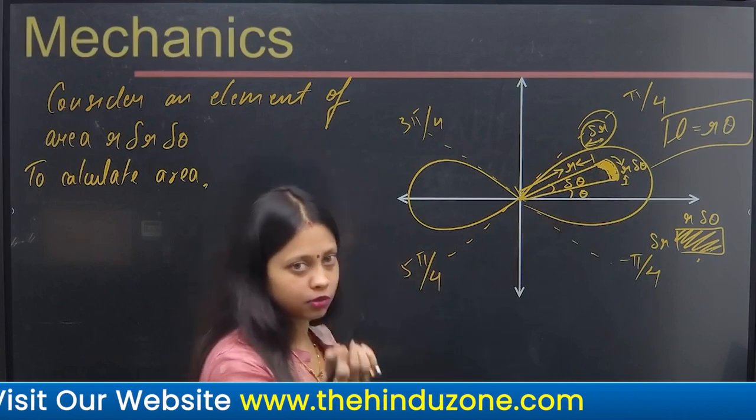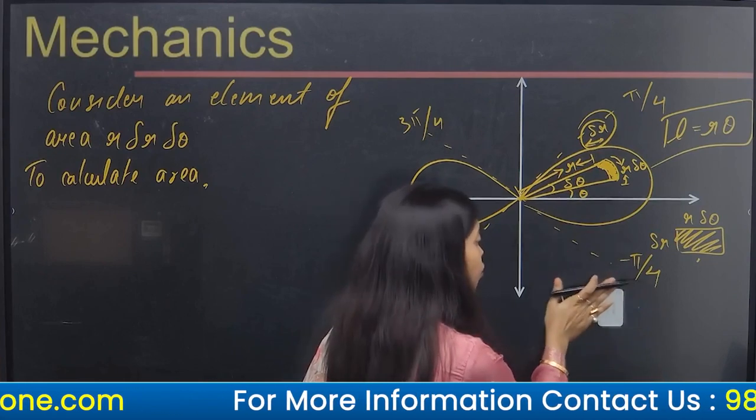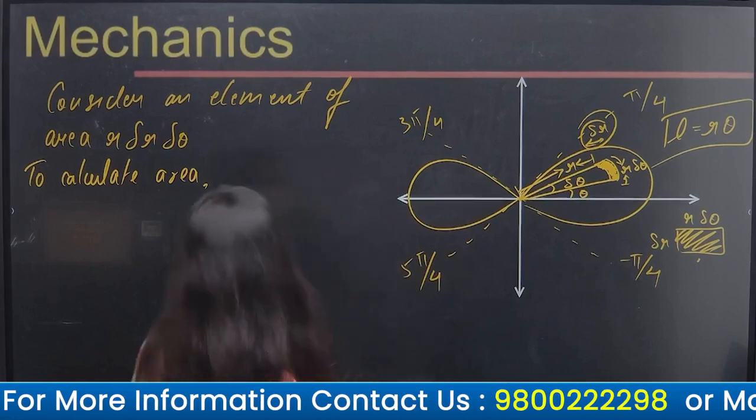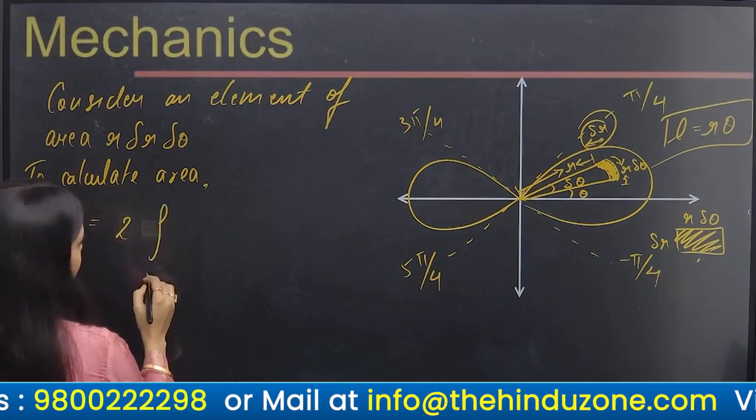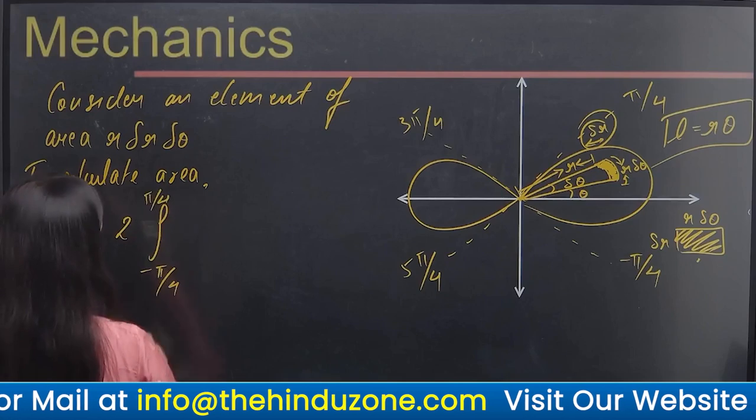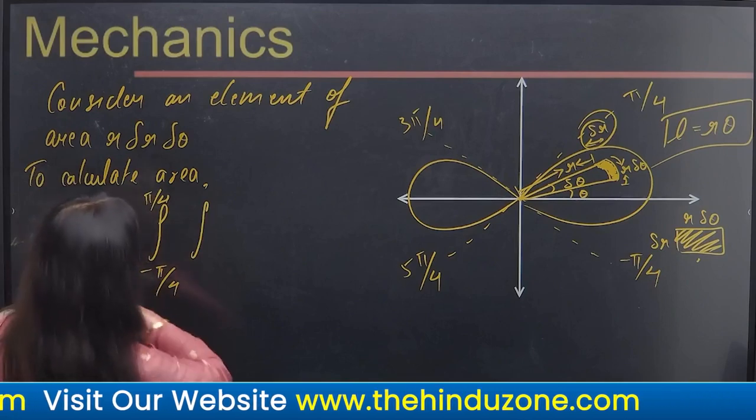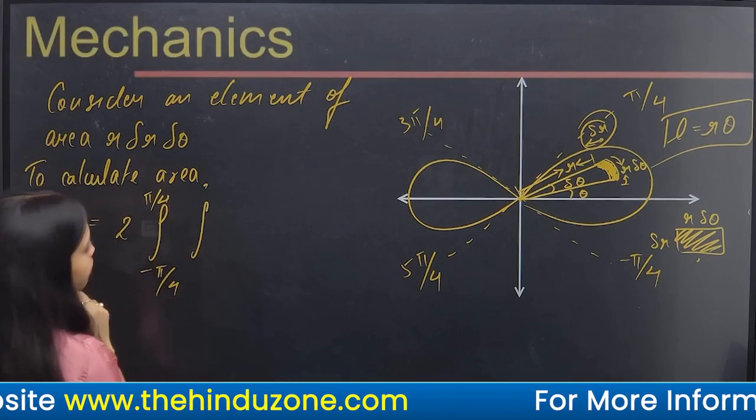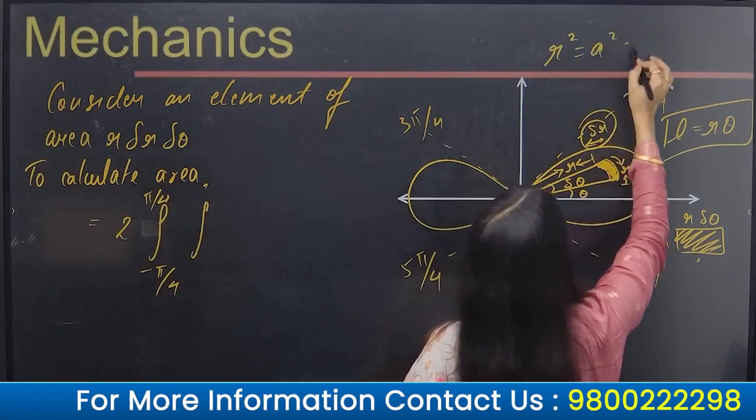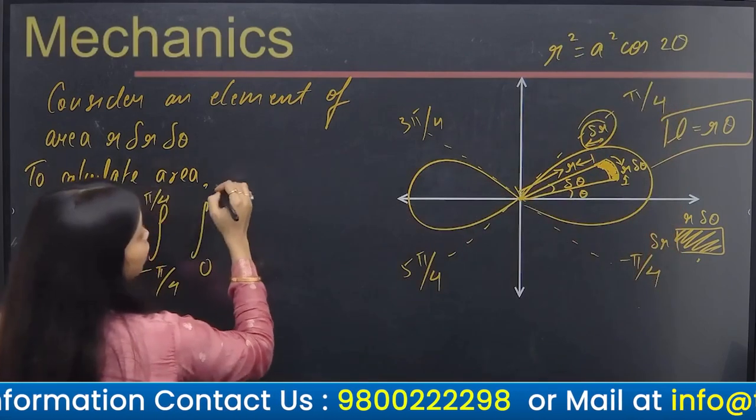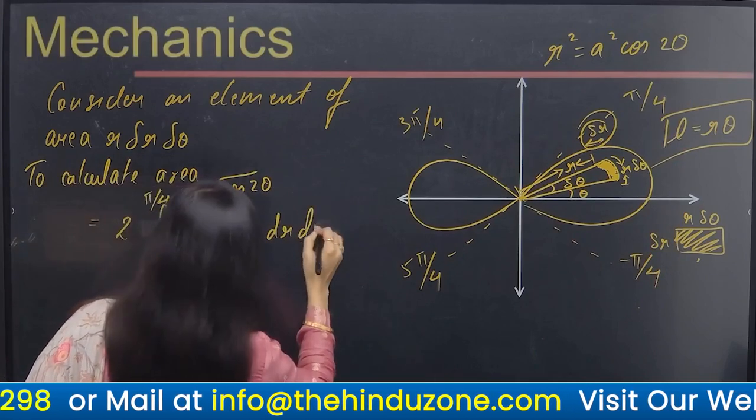Area in Cartesian coordinates is calculated as double integration 1 dx dy, but because this is in polar coordinates, dx dy will be r dr d theta. So we can calculate the area, and this will be 2 times integration, theta from minus pi by 4 to pi by 4, and r from 0 to A root cos 2 theta, since r square is A square cos 2 theta. And this is r dr d theta.